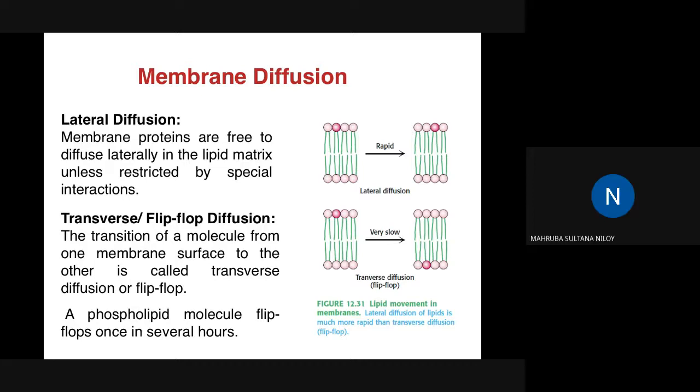So this is a phospholipid, right? Head group and fatty acids. So one can move from this side to here or from this side to here, like this. And this process is very rapid. Another diffusion is also possible, that is flip-flop. So this one may move to here and this one will move to here.